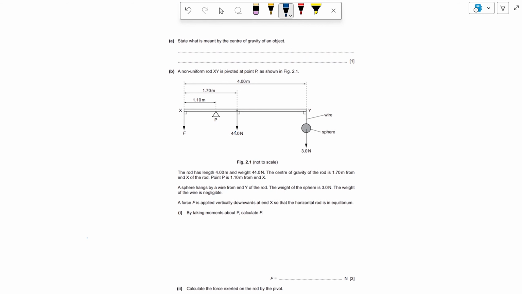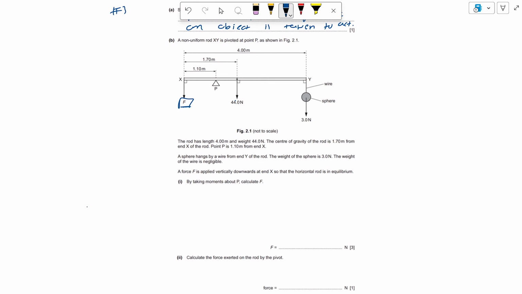Okay, so third question. State what is meant by center of gravity of an object. The center of gravity of an object is the point where all the weight of an object is taken to act. Okay, so now we need to calculate F by using moments.